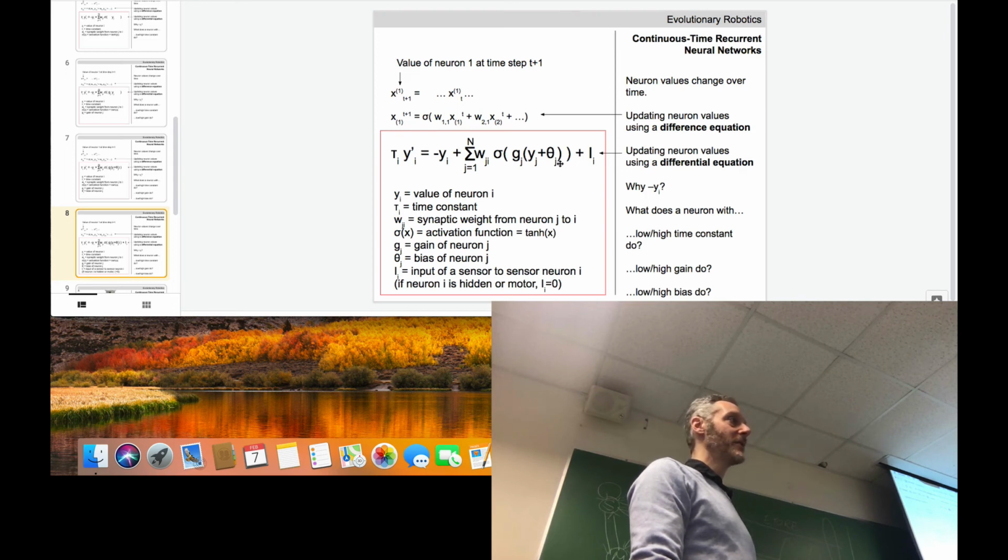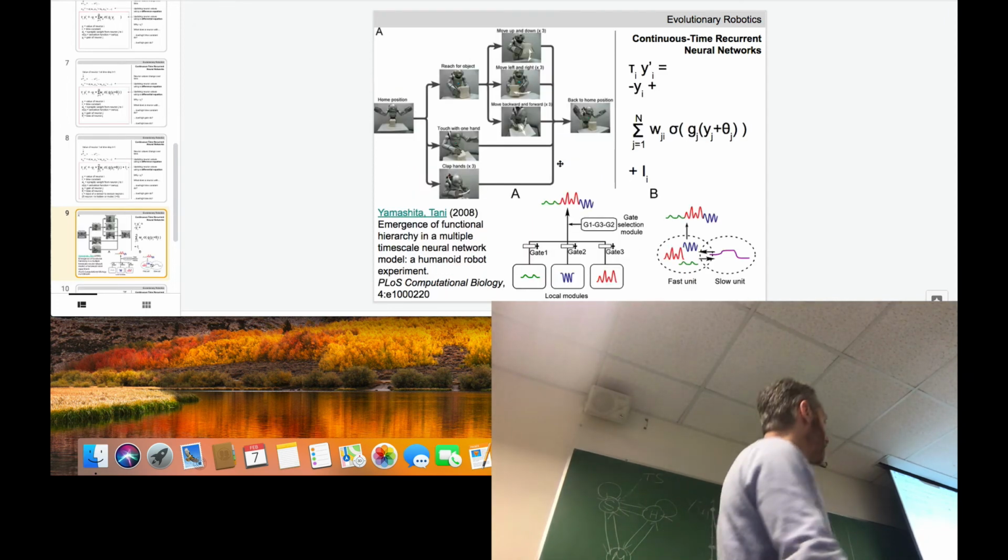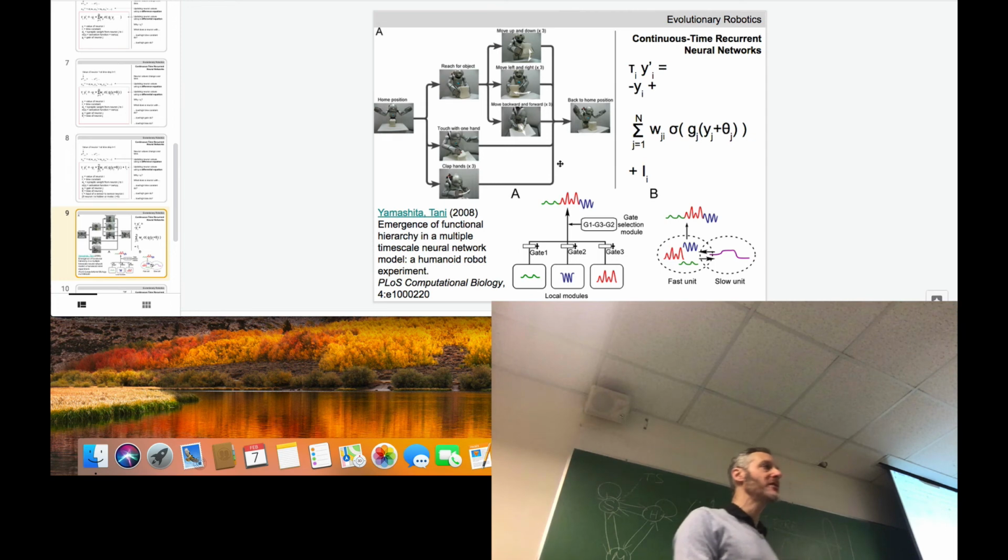Any other questions about CTRNNs before we move on? Okay. Let's have a look at an application of a CTRNN. Obviously, these neural networks are more complex than standard neural networks, so they better justify their added complexity by making it easier for us to evolve behaviors for robots.